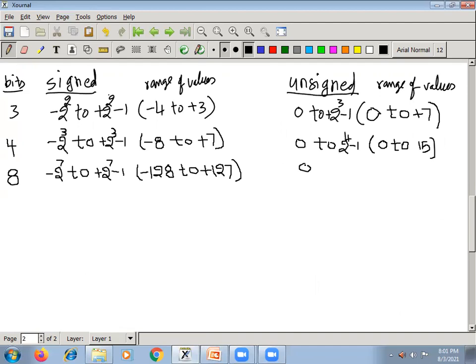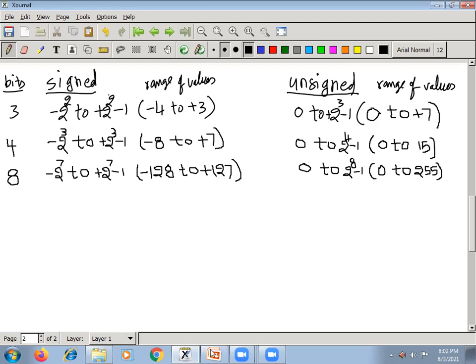Unsigned range means all are positive only, so that means 0 to 2 power of 8 minus 1. What is the range of values you will get? 2 power 8 is how much? Yeah, quickly. 256 minus 1 is 255. So on the positive side, that means 0 to 255 you will get. So, signed and unsigned range. When you say 8 bits signed, 1 bit is dedicated for sign. These are the range of values, and unsigned means 0 to 2 power 8 minus 1, 0 to 255.